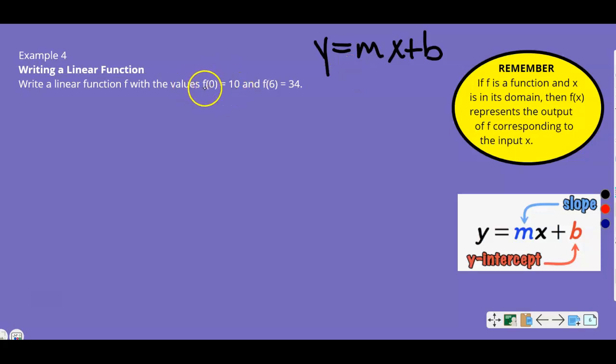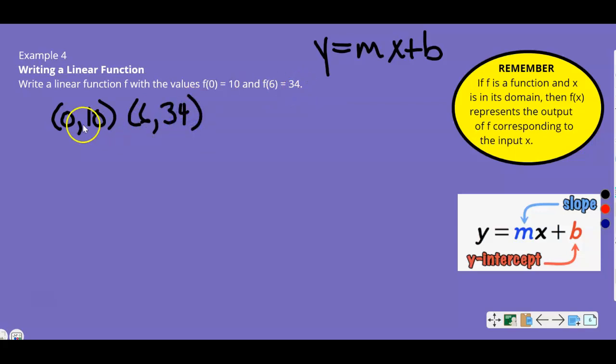So if we have f of 0, this is f of x, so we have an x value of 0, f of x equals 10. That means my y value is 10. So that is actually giving us an ordered pair. When x is 0, y is 10. And they give us a second point, f of 6 equals 34. So our x is 6, then f of x equals 34, or our y value is 34.